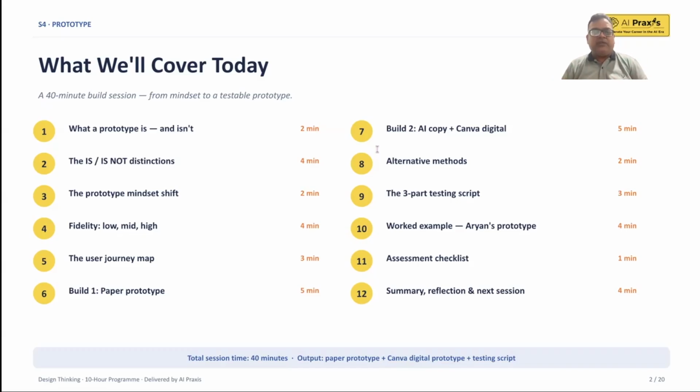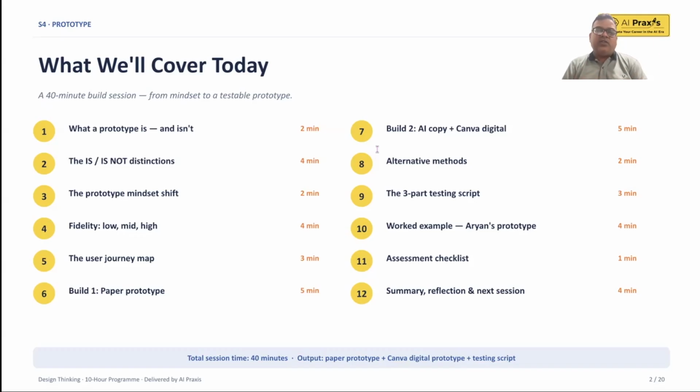Next, we'll make an important mindset shift. In design thinking, rough is often better than perfect. You'll also learn about three levels of prototype fidelity: low fidelity, medium fidelity, and high fidelity. And discover why companies like IDEO and Stanford Design School recommend starting with simple low fidelity models before investing time and money. Now, before building, we'll map the user journey, identifying the few critical moments that matter most.